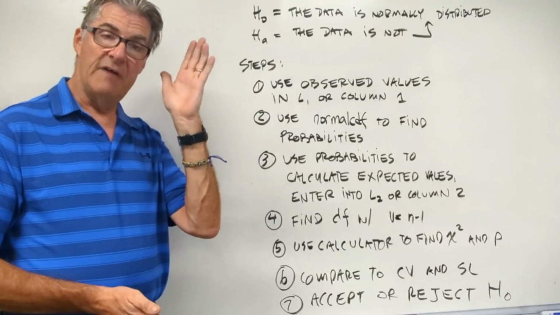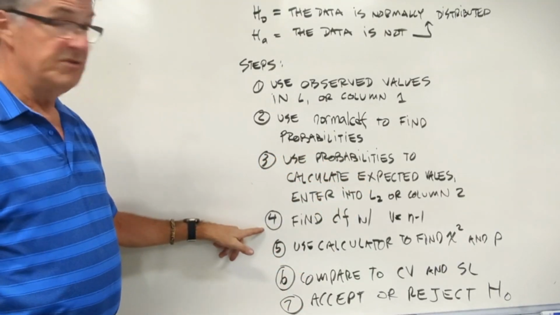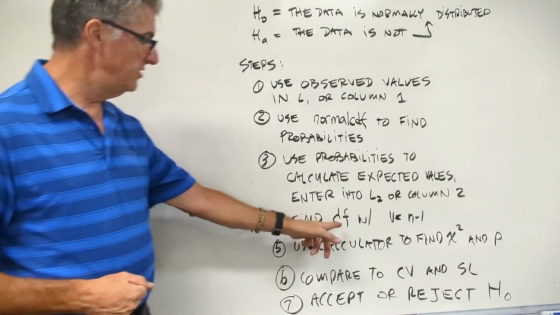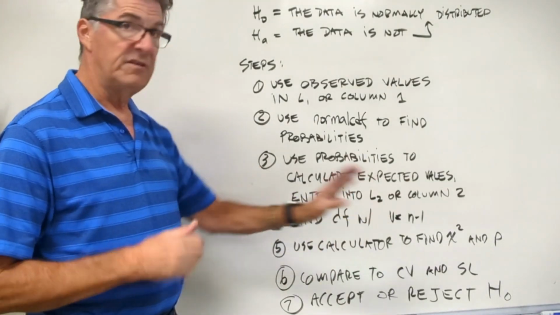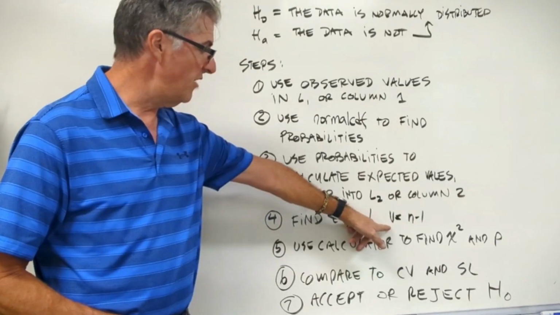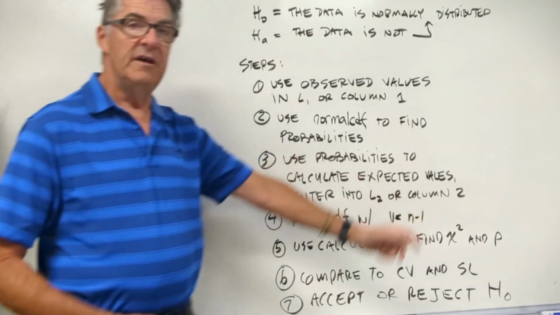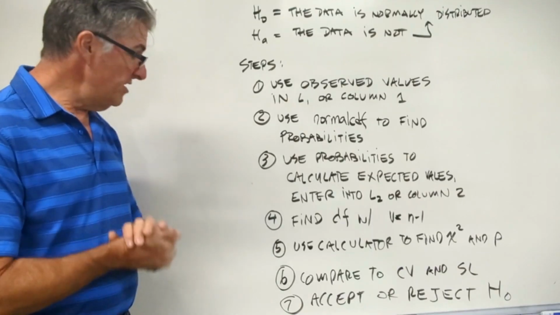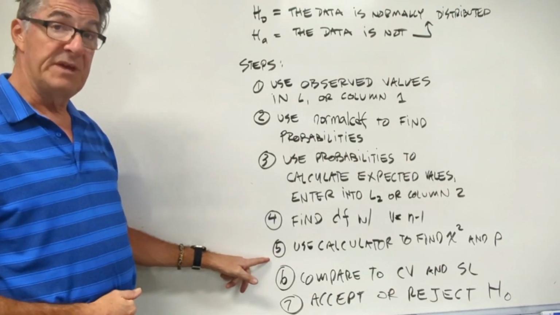So now you have your observed and your expected. Before you do your calculation, you need to determine your degrees of freedom. In the case of a Goodness of Fit test, we call that variable v, and it's just the number of categories minus 1. So now you have everything you need to use your calculator to find your chi-square and your p-value.